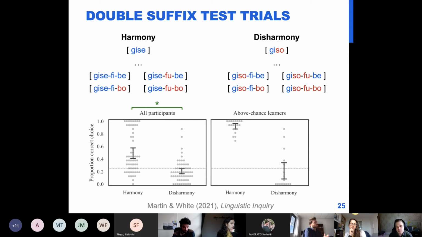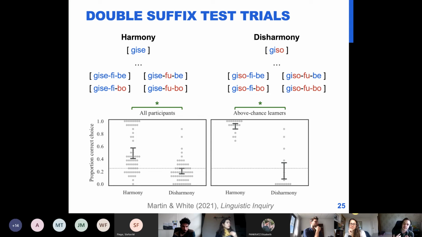So our conclusion from this study was essentially that what has happened in some of these previous studies is that when you give people a stem and a single suffix, there's a lot of things that they could be learning to get the right answer there. So they could learn, for instance, that a specific allomorph of the suffix goes with a specific kind of stem. There's no sense that they have to learn this general pattern.